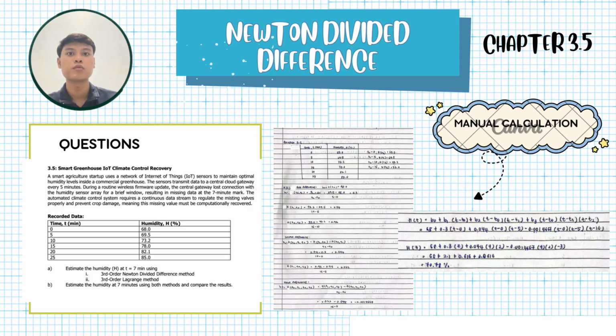For manual calculation, we first applied the third order Newton divided difference method. Since third order interpolation requires 4 data points, we selected the nearest points at 0, 5, 10 and 50 minutes. Next, the first, second and third divided differences were calculated systematically to construct the Newton interpolation polynomial. After obtaining the polynomial, we substituted t equal to 7 minutes into the equation. The estimated humidity obtained was 70.78%. This value is reasonable because it lies between the humidity values at 5 and 10 minutes and follows the increasing trend of the recorded data.